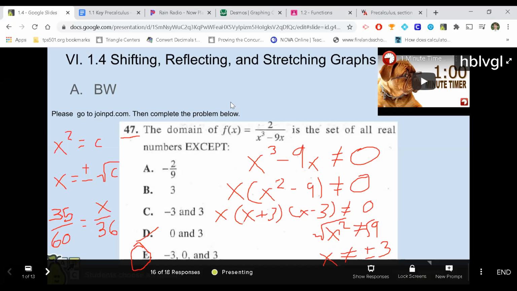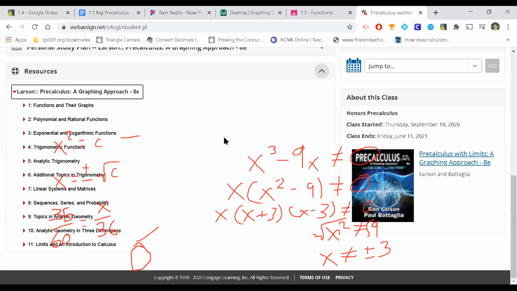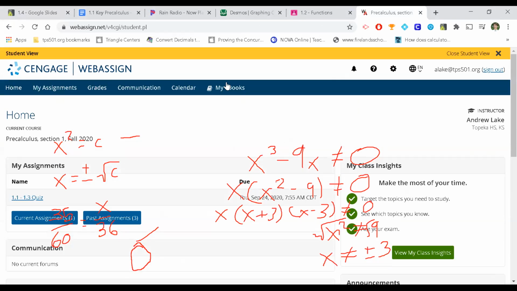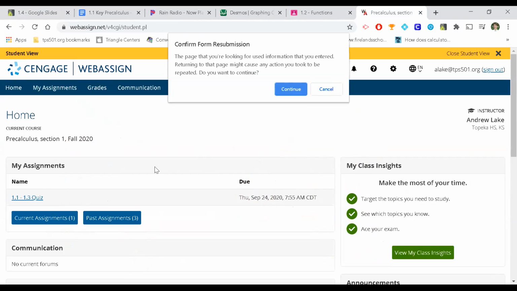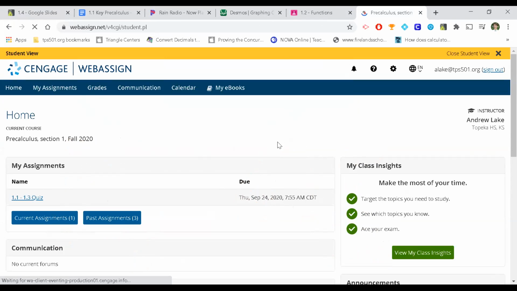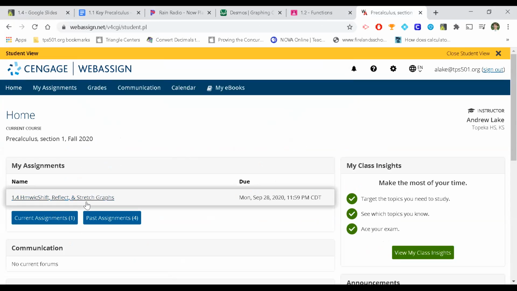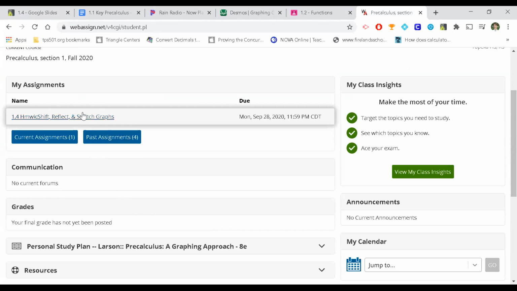Okay, there's some other stuff that I was going to show you. Okay, let's clear this. All right, student view. So this is what yours looks like when you log into WebAssign, though probably not today. Yeah, there's a new homework today, 1.4. Let's do Monday.